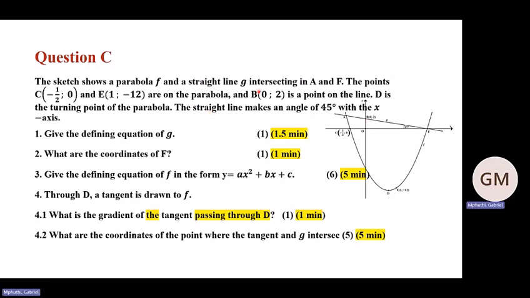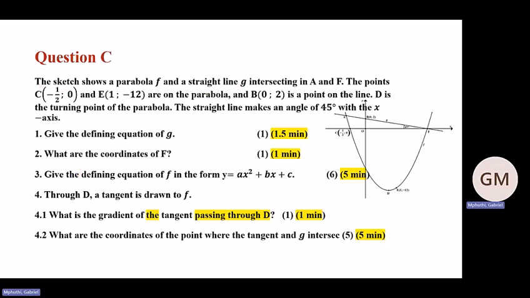And you're also given B, 0, 2, you must know that that is a y-intercept for that straight line function, G. It is a point on the line. D is the turning point of the parabola. So looking at the formula sheet, you should be able to work out something there. But unfortunately, if we look at the questions, you might not right away work out the coordinates of D.